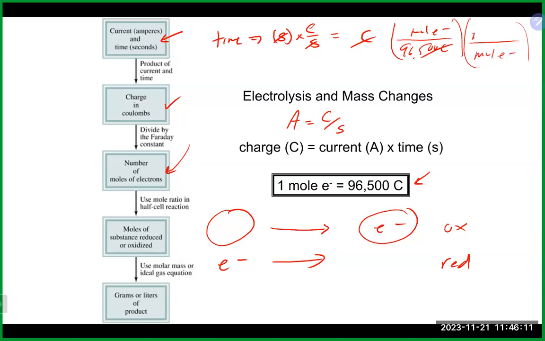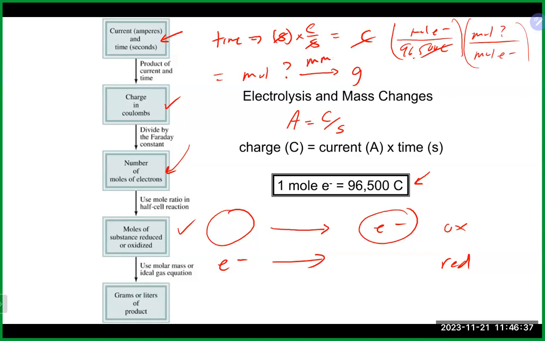Moles of electrons to moles of whatever we may be interested in. And that will essentially give us the moles of what we're looking for, either what's being oxidized or what's being reduced. At that point, you really have kind of two paths that sometimes will occur here. A lot of times you might be interested in how many grams you would produce as a result of this reaction that's happening. So you would take the moles to grams using something like the molar mass.